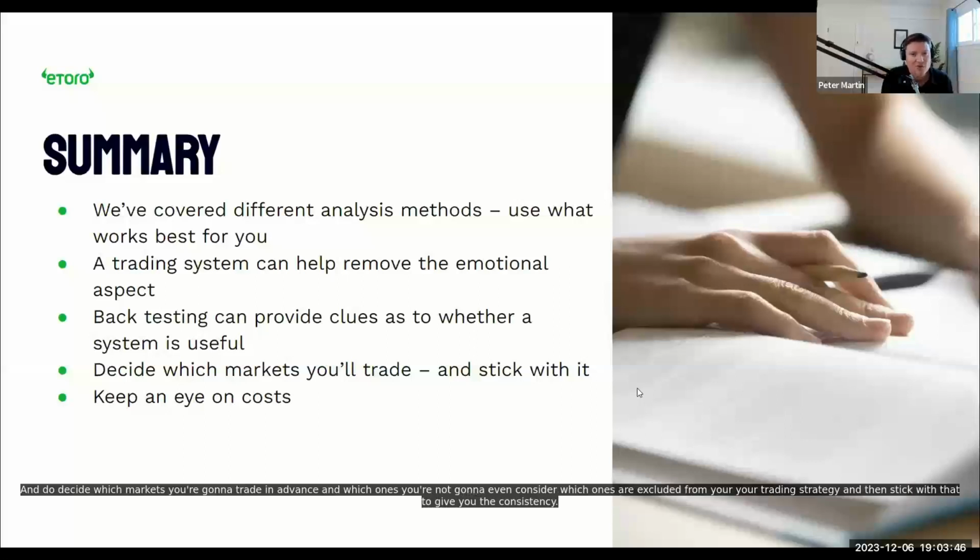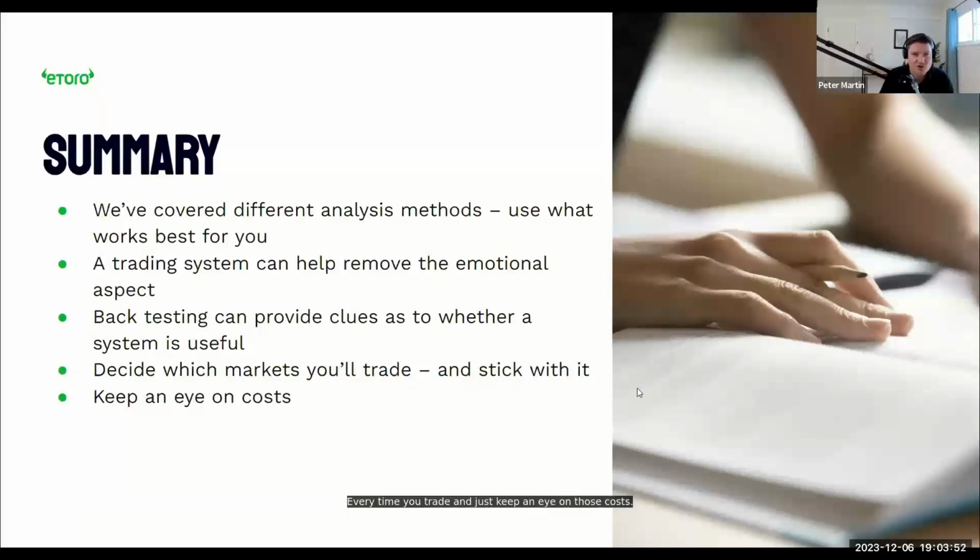And do decide which markets you're going to trade in advance and which ones you're not going to even consider, which ones are excluded from your trading strategy, and then stick with that to give you the consistency every time you trade. And just keep an eye on those costs.